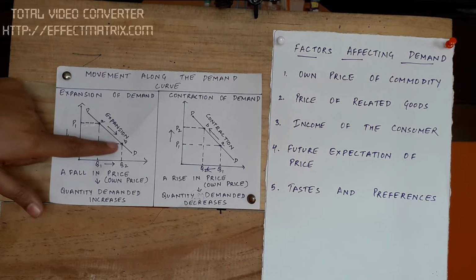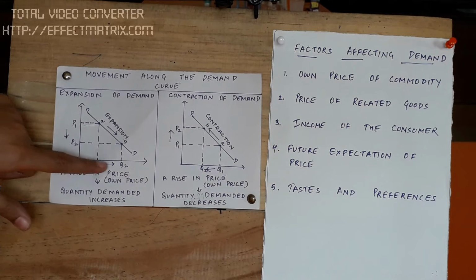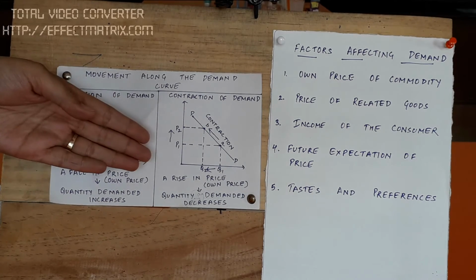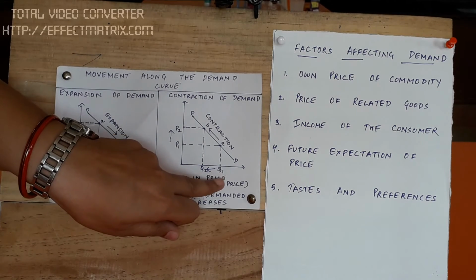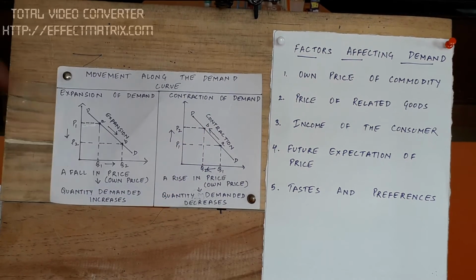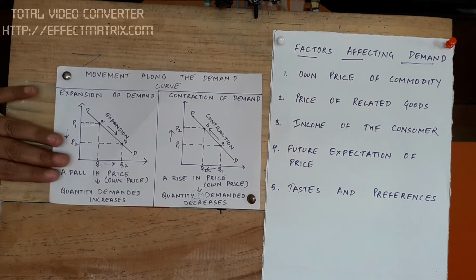From point A to point B, if the price has decreased, the quantity demanded increases from Q1 to Q2. This is known as expansion, and this is through a downward movement along the same demand curve. Similarly, contraction will happen when the own price of a commodity increases and the quantity demanded decreases from Q1 to Q2, as visible from point A to B. Why did this happen? Because of the inverse relationship between price and the quantity demanded.